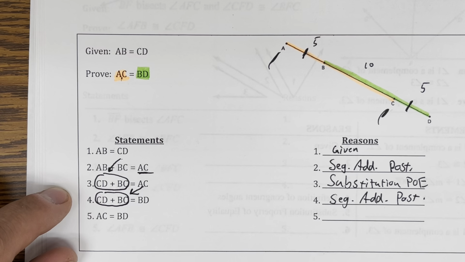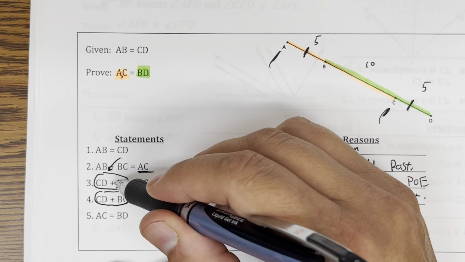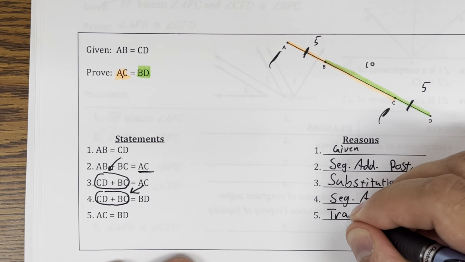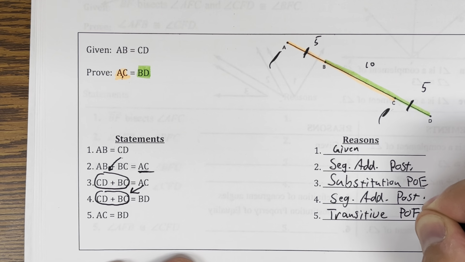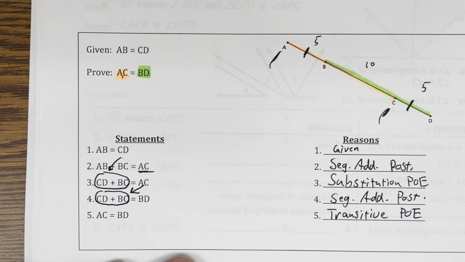We could also say that we use the transitive property. Two things that are equal to the same thing have to be equal to each other. So I use the transitive property of equality because it's an equal sign, not a congruent sign. If it's a congruent sign, it's the transitive property of congruence. You could have also said substitution here since it was equal.